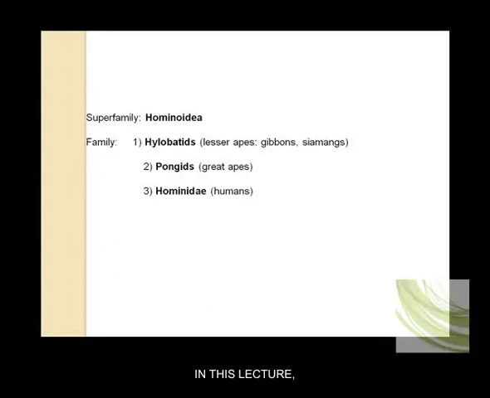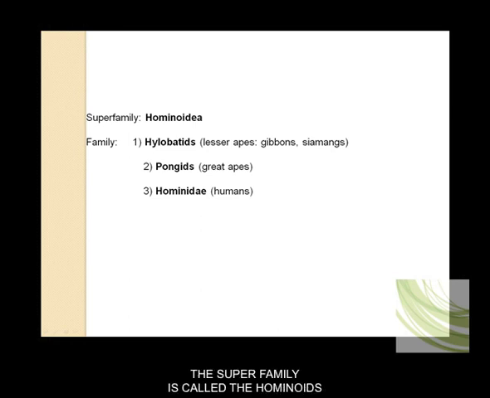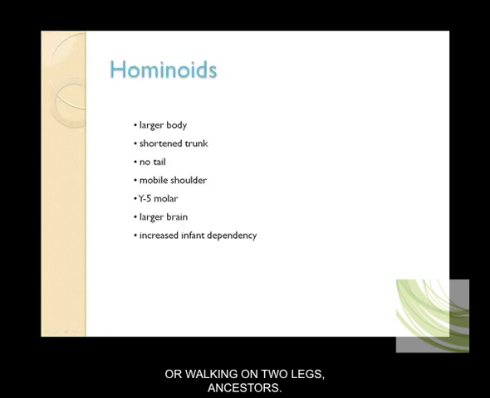In this lecture, we're going to talk about the group that includes apes and us. The superfamily is called the hominoids, and it's made up of three different families: the hylobatids, which are the lesser apes, known as the gibbons and the siamangs, the pongids, which are the great apes, and the hominids, which are humans and their bipedal, or walking on two legs, ancestors.